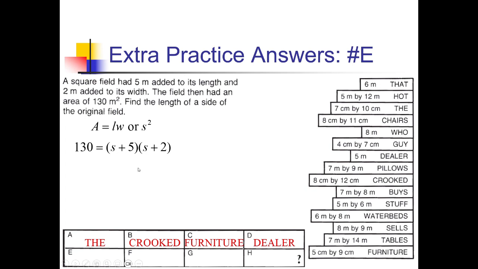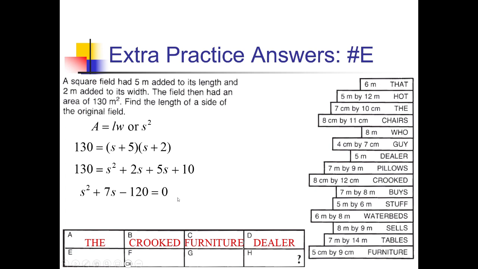But now I have to actually multiply this out and get everything in standard form. So the 130 can stay where it is. And then just foiling this out, we have S times S is S squared. S times 2 is 2S. 5 times S is a plus 5S. And then 5 times 2 gives me plus 10. The S squared can stay where it is. I'm going to add these S's together to get a 7S. And then I'm going to subtract 130 to get that over to the other side there, so I can zero this out. 10 minus 130 is negative 120.